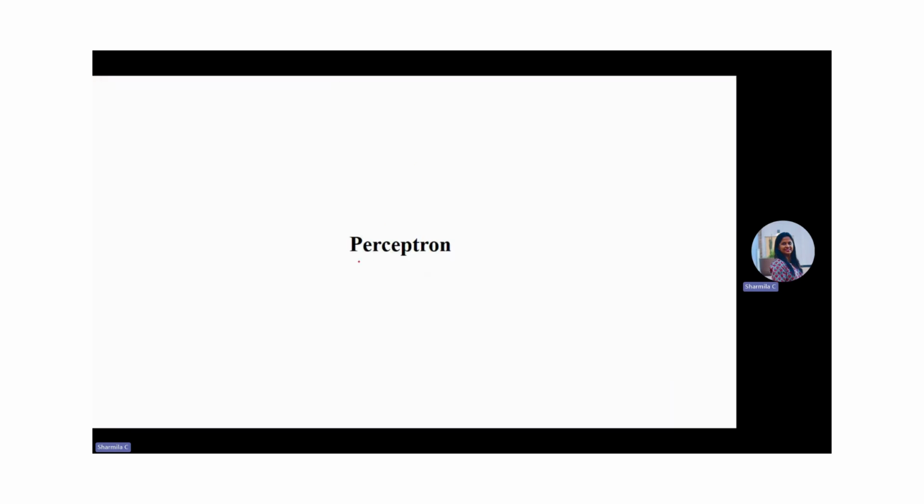Perceptron. Before we see what a perceptron is, why is an ANN, an artificial neural network, used? As I told in the previous slide, we have an input layer, a hidden layer, and then an output layer. They are connected to one another, forming the network. So this is what is called an artificial neural network. Now, what is the job of an artificial neural network? Why is it used?